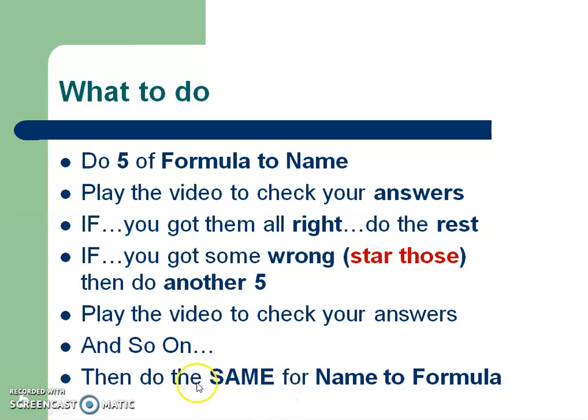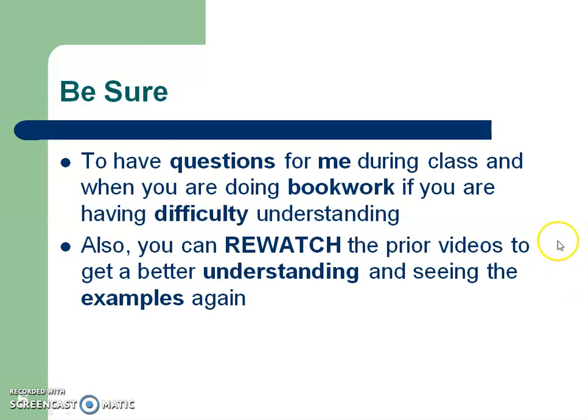Then I would do the same kind of thing for name to formula. So on the name to formula column, hopefully again, you'll do 5. If you get them all right, maybe finish them off. But if you are starting to get some wrong, especially if you're not understanding why you're getting them wrong, star those so that you can ask me or, again, another classmate in class for an explanation. All right, so again, if you have questions, please come see me or another classmate while you're doing your book work, especially if you're having difficulty.